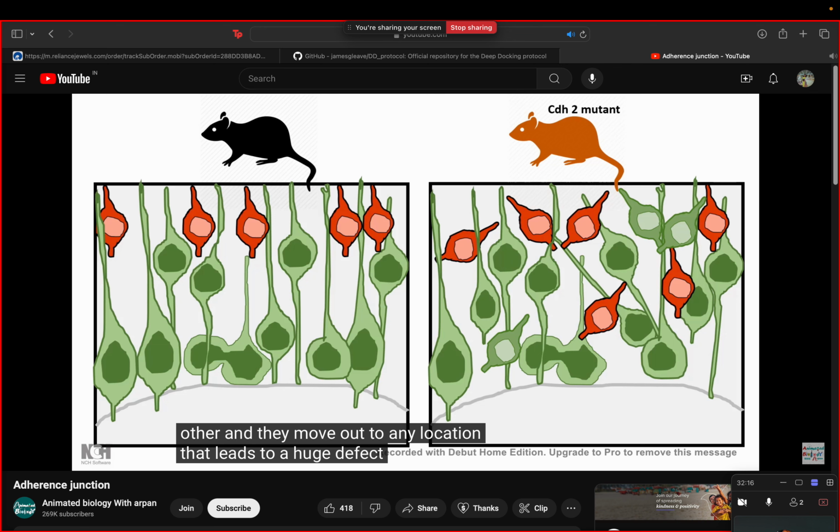That leads to a huge defect in layer formation in the brain, and the whole brain seems to be jumbled up. The whole cortex seems to be jumbled, and eventually these animals die.